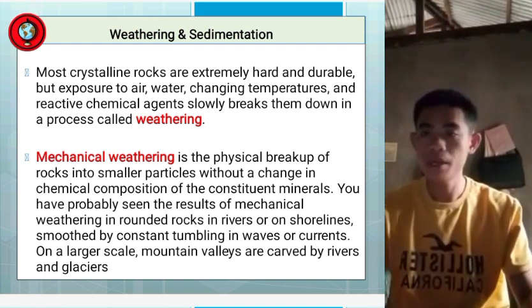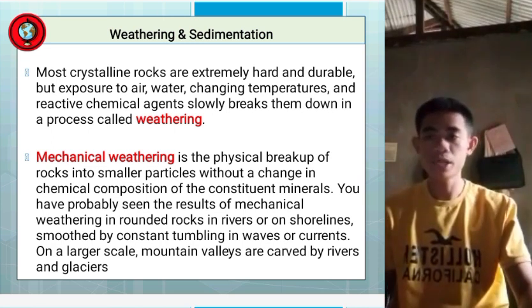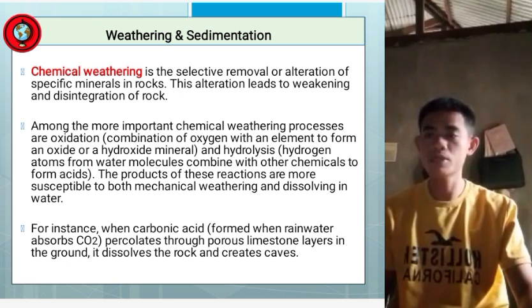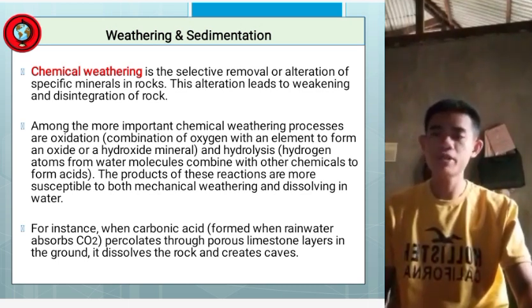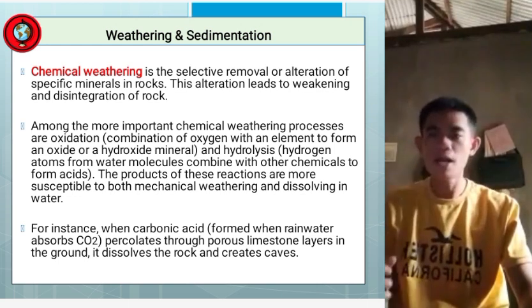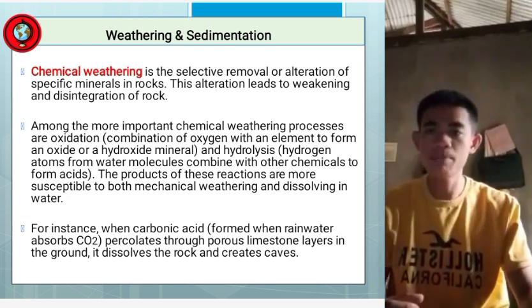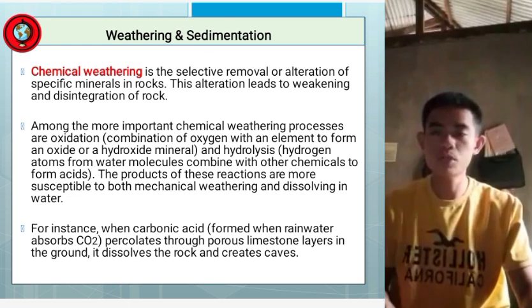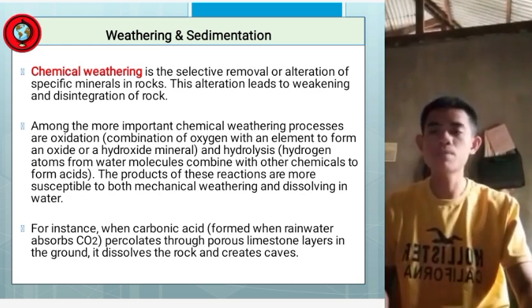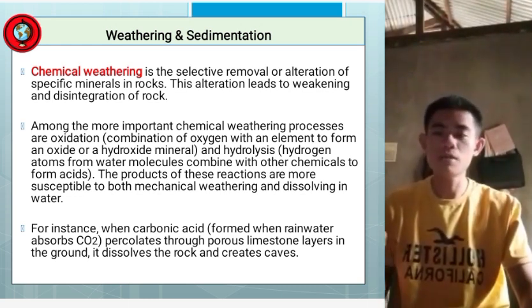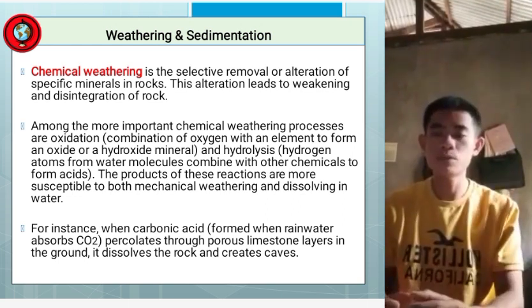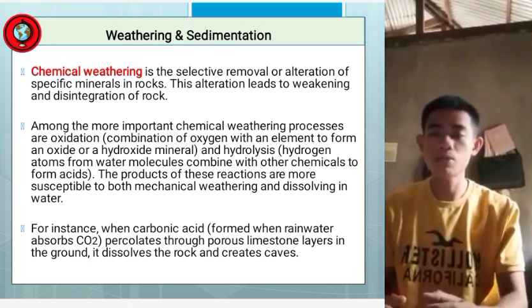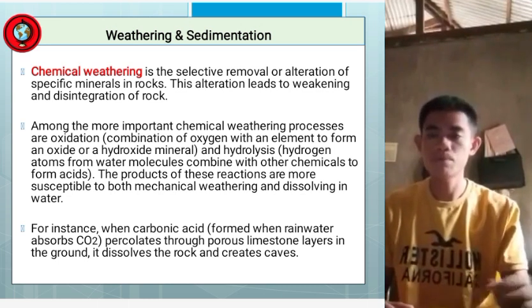Chemical weathering is the selective removal or alteration of specific minerals in rocks. These alterations lead to weakening and disintegration of rocks.